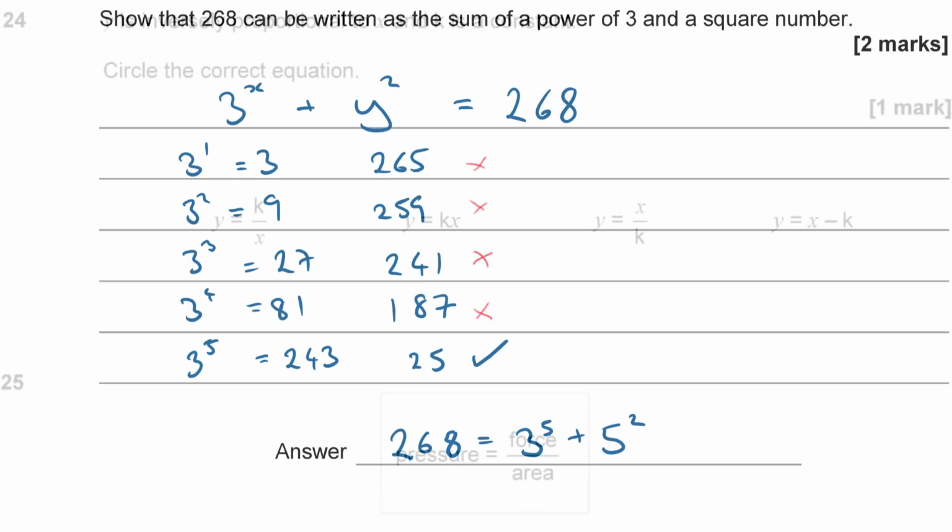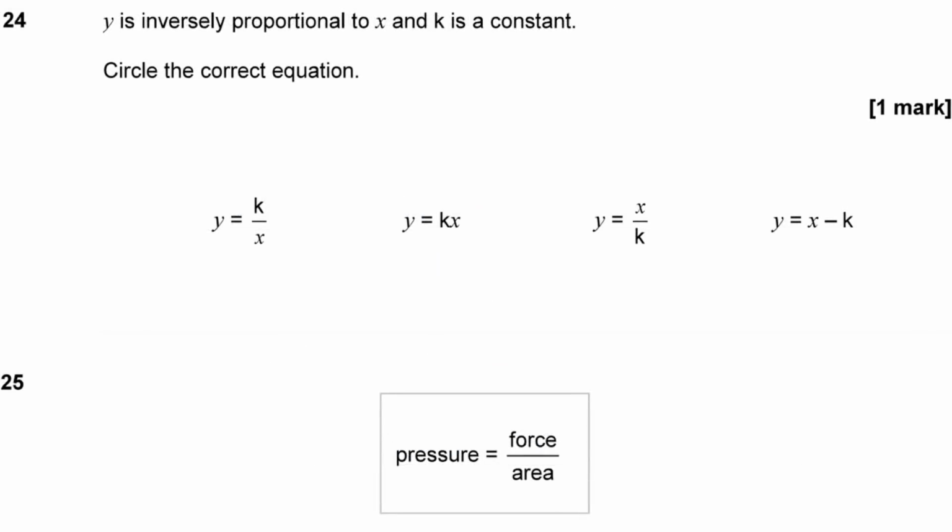Done. Question 24. y is inversely proportional to x and k is a constant. Circle the correct equation. Well, if y is inversely proportional to x, then we write that down as y with this little fishy symbol, and inversely proportional means 1 over x. So y is proportional to 1 over x. You can then replace that proportionality sign by putting an equal sign and substituting in a k. So y is equal to k divided by x. It's that one there.